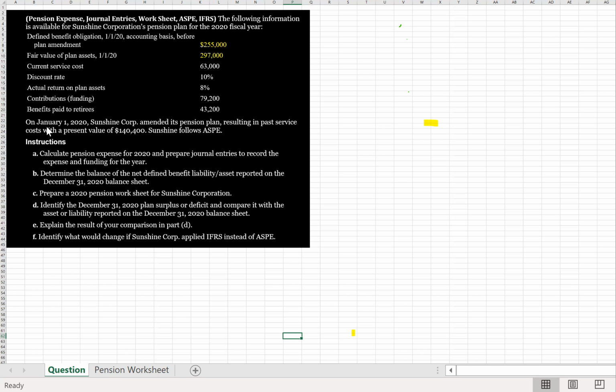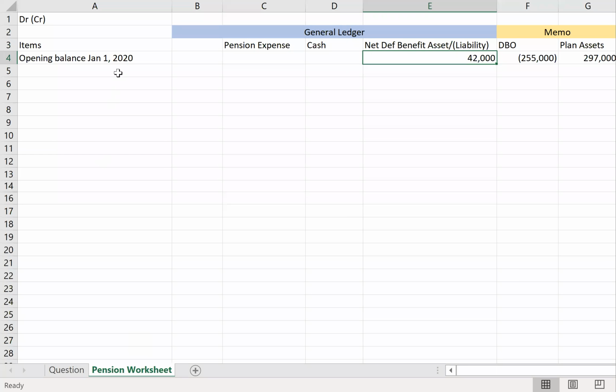But if we look at this one here, there's a note here that says on January 1st, 2020, Sunshine Corp amended its pension plan, resulting in past service costs with a present value of $140,400. So note the date here, January 1st, 2020, really important. We just picked up these amounts that had January 1st, 2020. So we've got another January 1st, 2020 amount. So we want to make an entry for this past service cost. Now, how do we record past service costs? Well, both IFRS and ASPE require past service costs to go through the income statement.